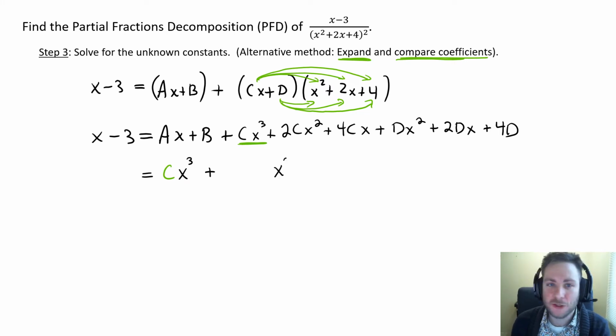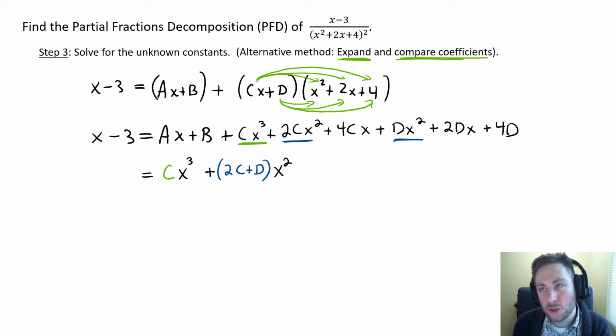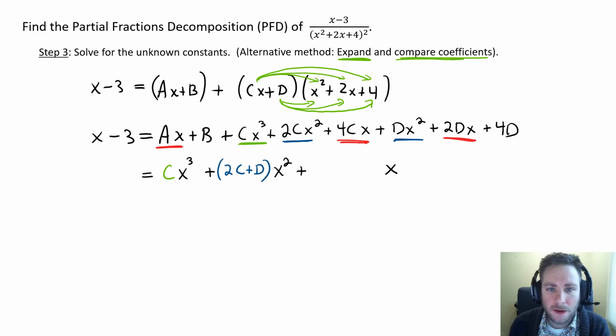Now let's look at the coefficient of x squared. Well, there's two terms here that both contain x squared, so if we collect those together, we can find that 2c plus d is the coefficient of x squared on the right side. What about the coefficient of x? Well, there are three terms here that contain an x, and collecting those together shows that the coefficient is a plus 4c plus 2d. All that remains now is the constant term, which would be given by collecting these remaining terms together.